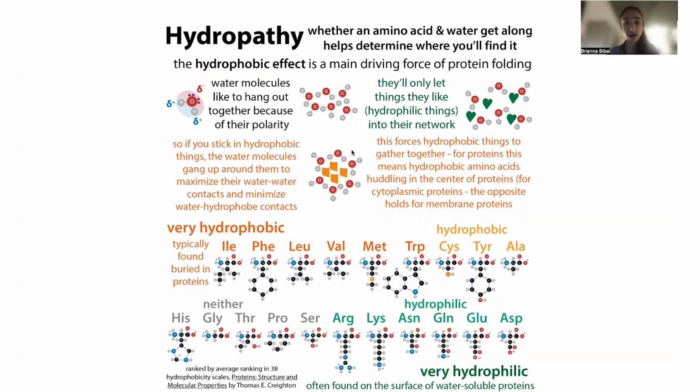The water is going to try to maximize its interactions with other water molecules and minimize its interactions with these hydrophobic molecules. And therefore these hydrophobic amino acids are going to be found clustered in the center of proteins.